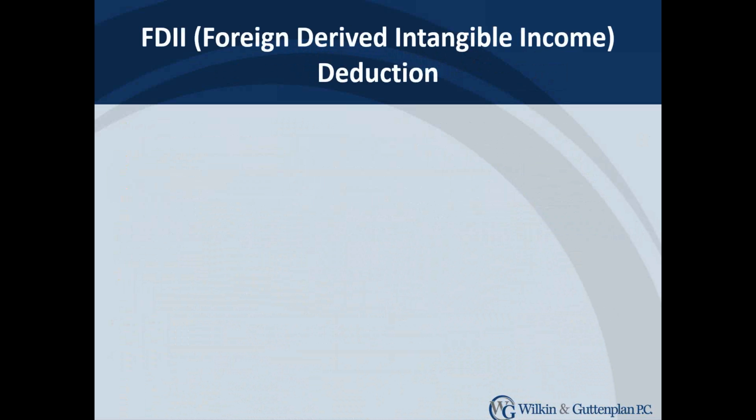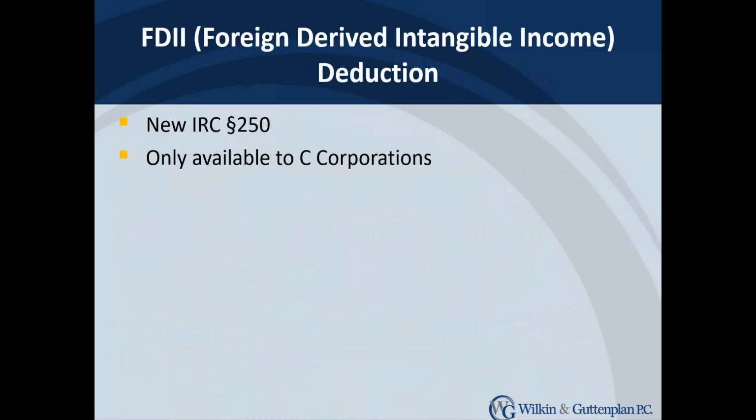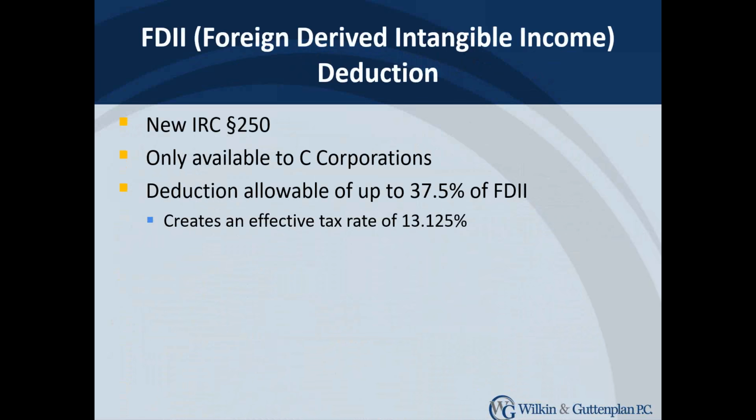So let's just go through the slides real quick. I think we're running out of time, so apologies for going a little bit fast in these last concepts. It's a new section of the code, Section 250, which includes the FDII and the GILTI deductions, both. It is only available to C corporations, as we said, and basically what it does is allows a deduction of up to 37.5% of a foreign-derived intangible income of a U.S. corporation, creates an effective tax rate of 13.125% for that foreign-earned income.